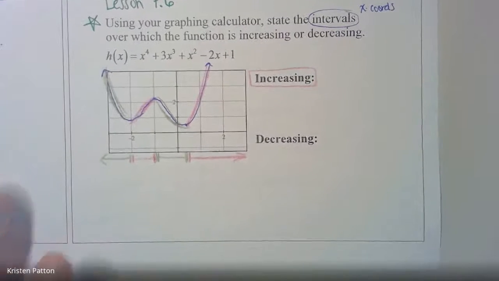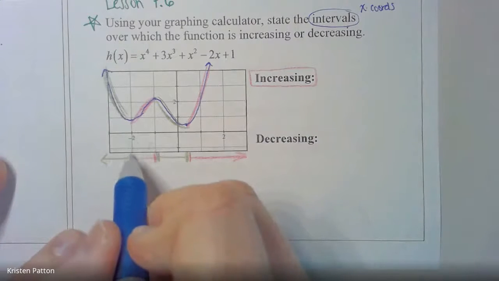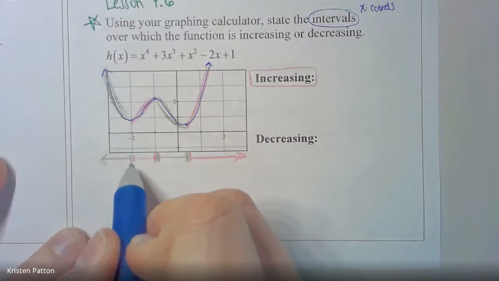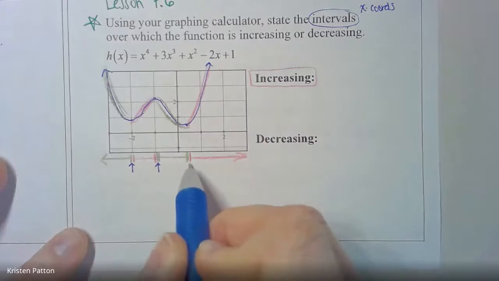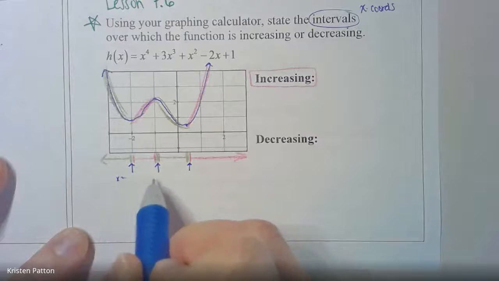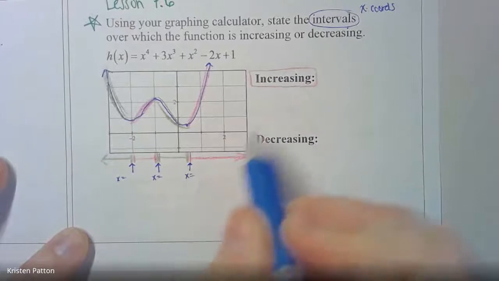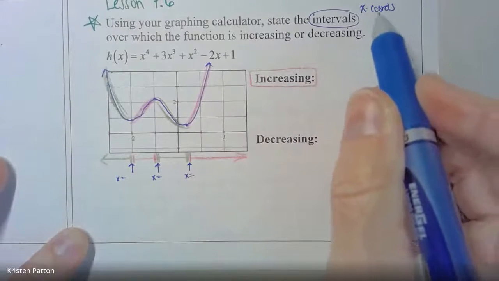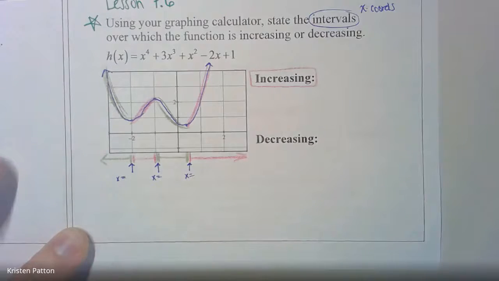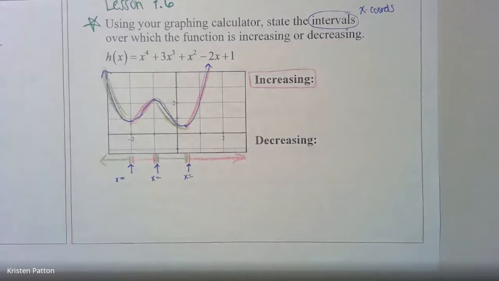So at this point, we're really saying if we want to write these intervals, I need to know what this x value is. I need to know what this x value is. I need to know what this x value is, right? Because when we use interval notation, we need x coordinates.